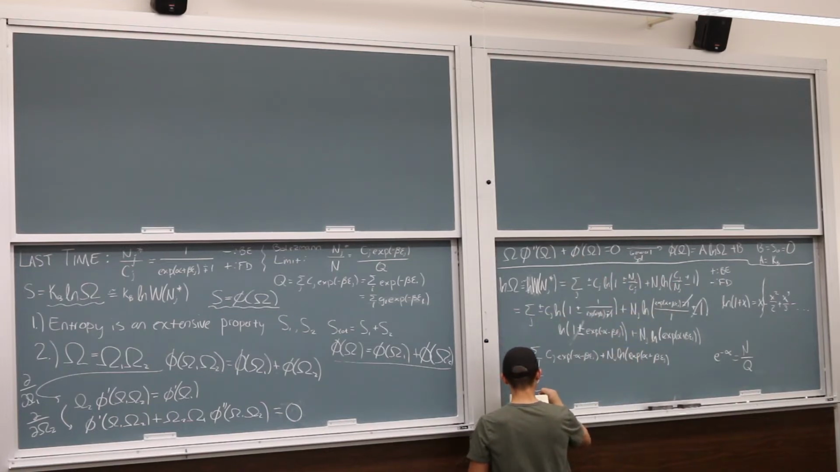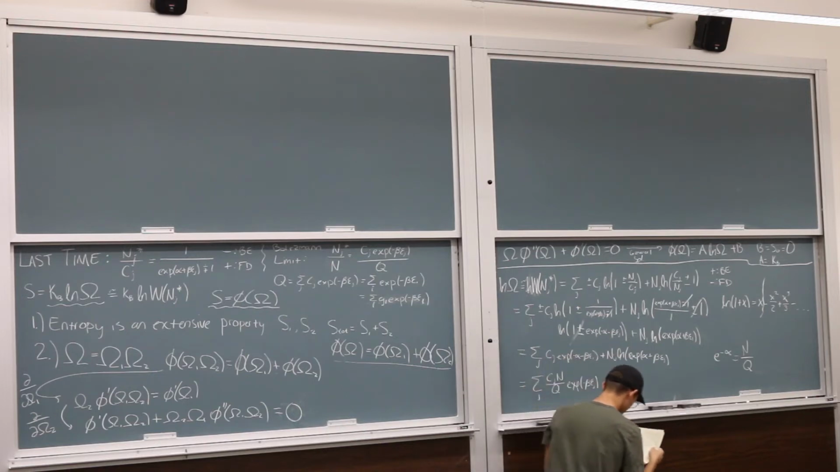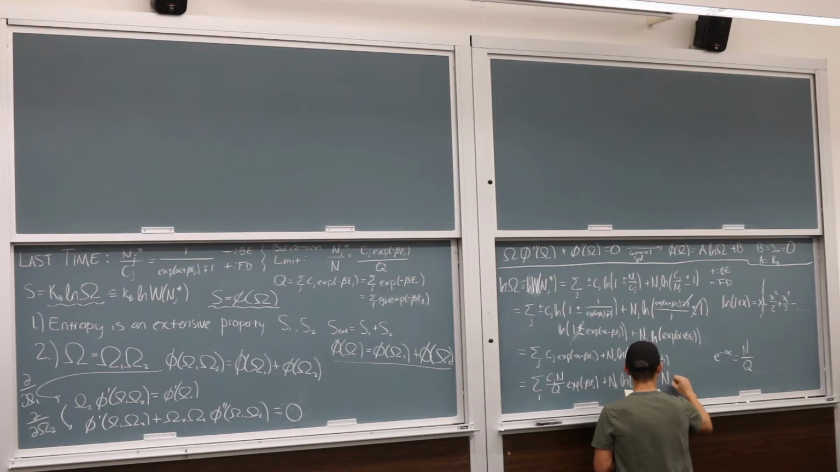Still summing over j. You have Cj n over q. This is just the x with minus alpha times x beta epsilon j. Okay, that's the first term. And then the second term is plus nj, natural log of q over n. This is where I'm going to split that natural log into two pieces. So the first piece is natural log of q over n, that's this piece, plus nj beta epsilon j. Okay?